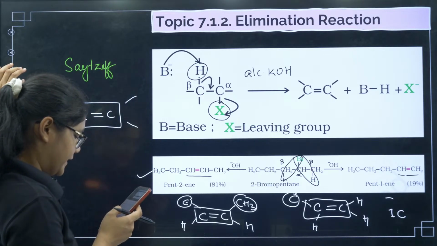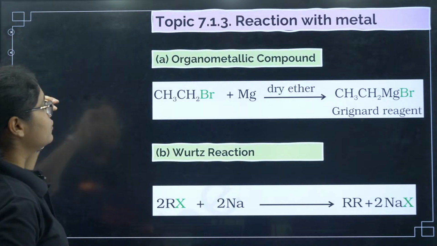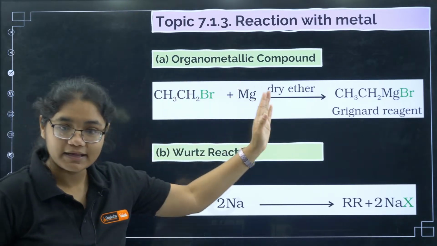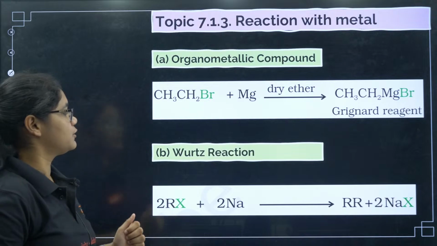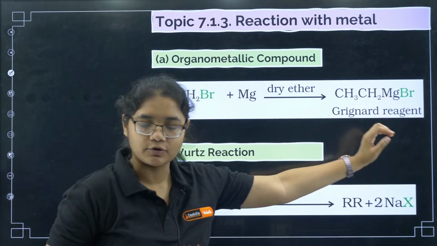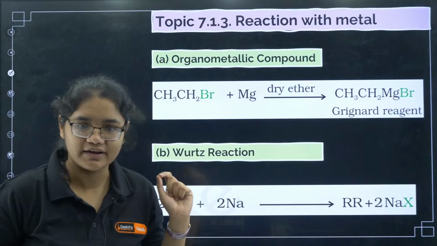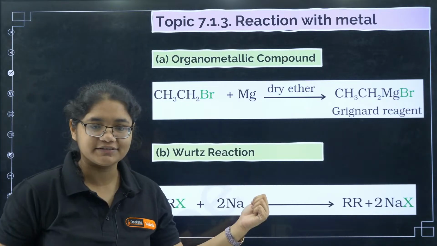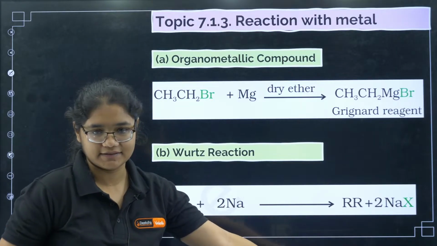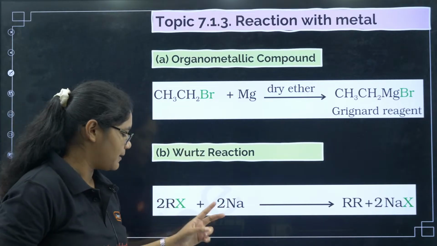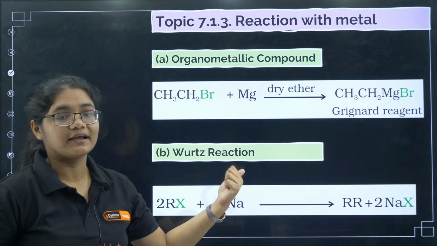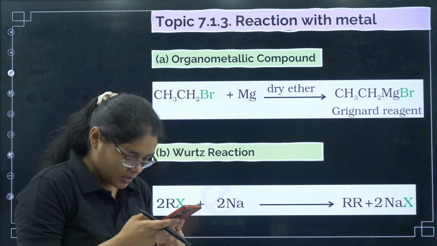Okay, next, moving to the reactions with metals. So we have here organometallic compounds. In organometallic compounds, what will happen? RX plus Mg will give you RMgX, and that is called your Grignard reagent. And next we have Wurtz reaction. In that, RX plus Na gives you R-R plus NaX. So these 2 reactions you should remember. And what is the speciality about this reaction? The number of carbons is getting doubled.